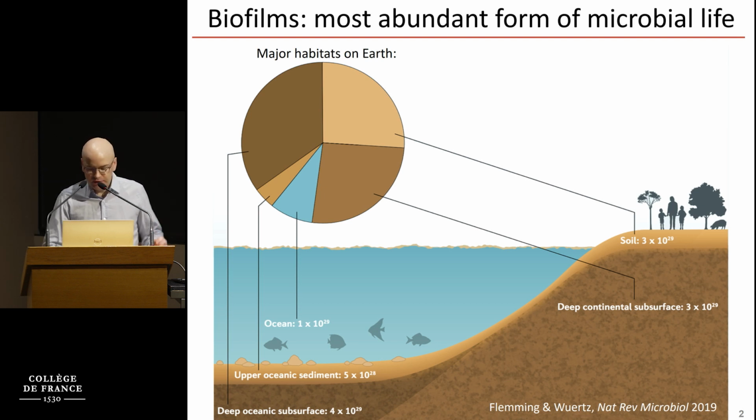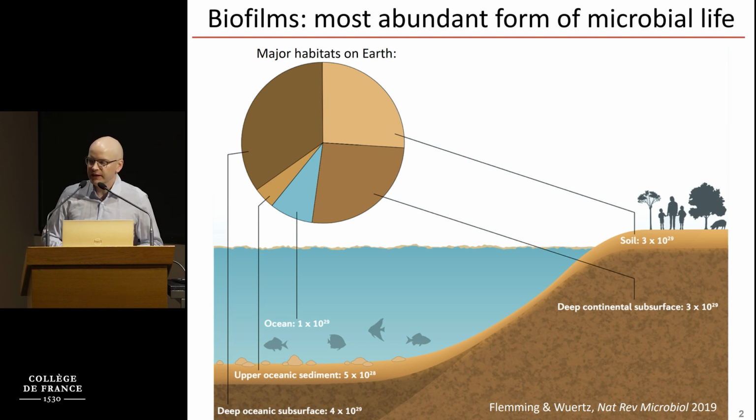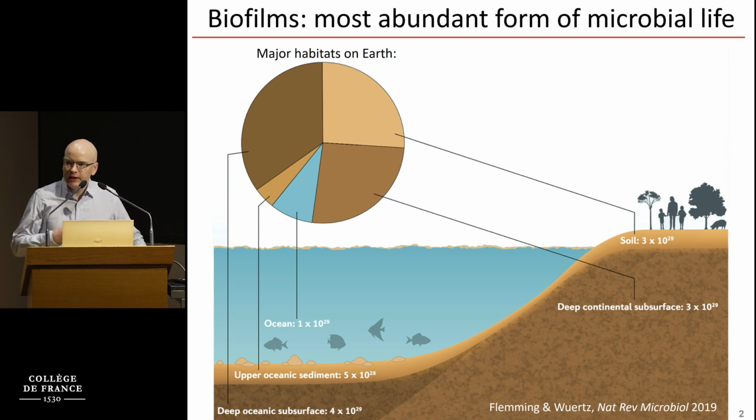A couple of, 4 years ago now, Hans-Kurt Fleming and Stefan Wurz took a census of microbial life on Earth. Microbial communities and microbes in general are found in many habitats. For example, inside us, in the intestinal tract, or on our skin, or on plants. But looking at the various literature that was available at the time, they found that there are 5 major habitats where most microbes live. And these are the different layers of the soil, the kind of close to surface soil, the lower deep continental subsurface soil, but also the ocean and the different layers of the sediment below the ocean.